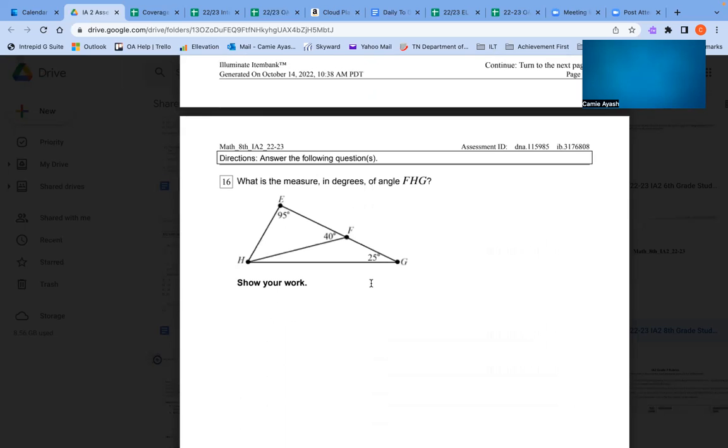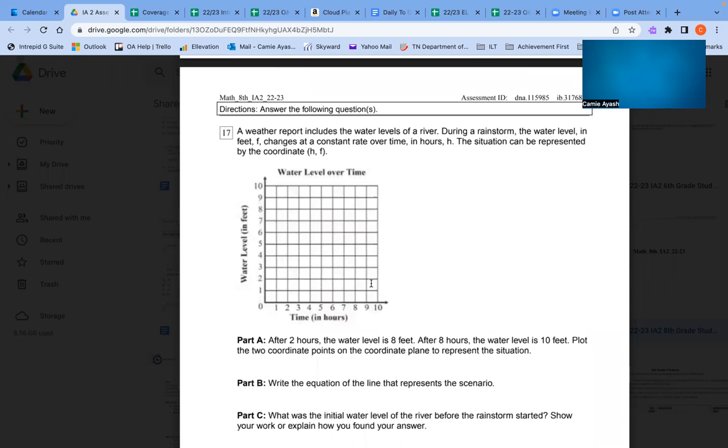Number 16, what is the measure in degrees of angle FHG? Show your work. Number 17, a weather report includes the water levels of a river. During a rainstorm, the water level in feet F changes at a constant rate over time in hours H. The situation can be represented by the coordinate HF.